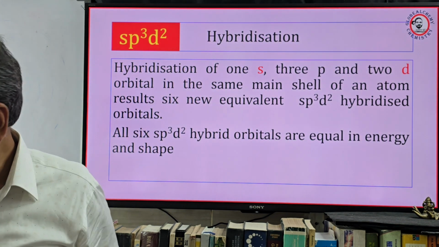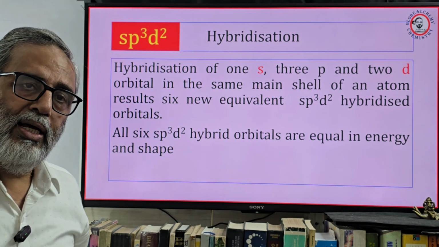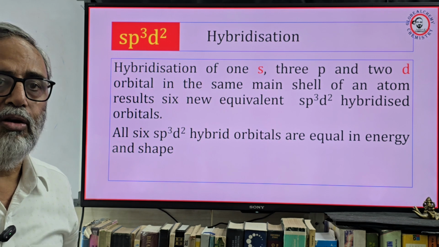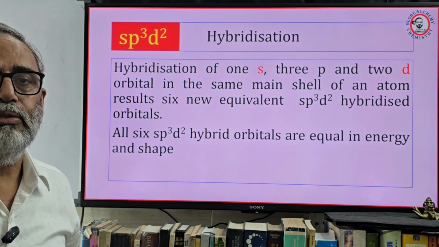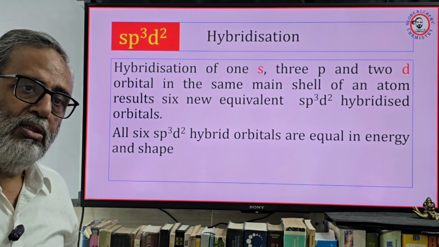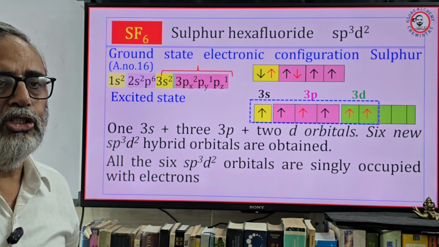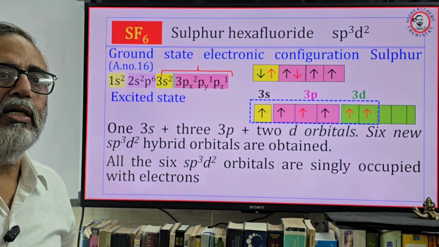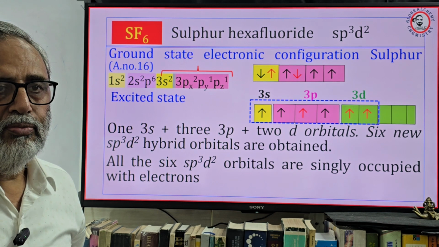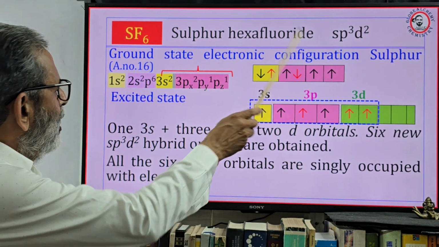Now sp3d2 hybridization of one s, three p and two d orbitals in the same main shell of an atom results in 6 new equivalent sp3d2 hybridized orbitals, and all these 6 orbitals are equal in energy and shape. For example, if we take sulfur hexafluoride, in this molecule sulfur has sp3d2 hybridization.